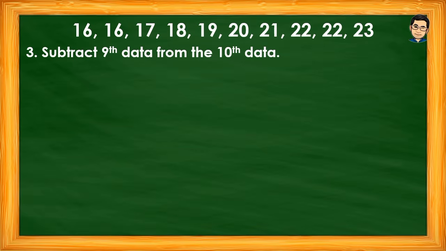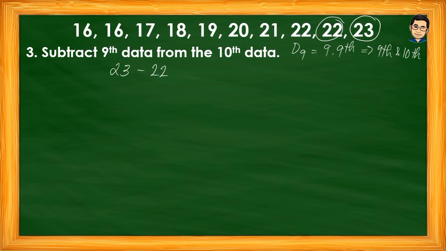So, next, subtract 9th data from the 10th data. Okay, so yung exact position kasi ng D sub 9 is 9.9, diba? So, nasa pagitan po yun ng 9th and 10th data. So, yung 9th and 10th data natin are 22 and 23. So, isa-subtract natin silang dalawa. So, 23 minus 22, that is equal to 1.